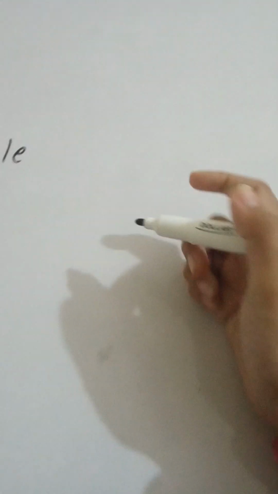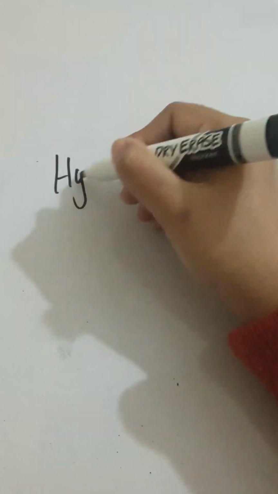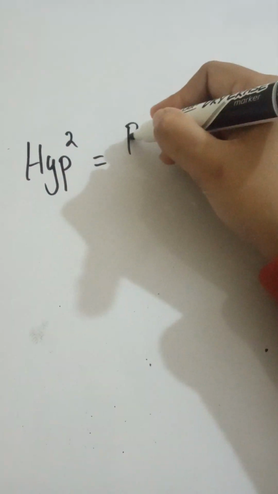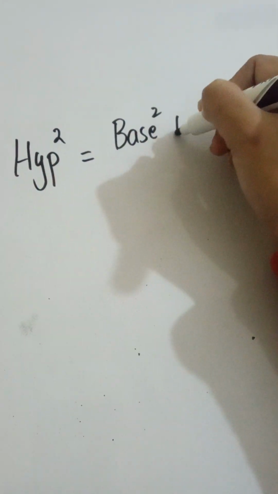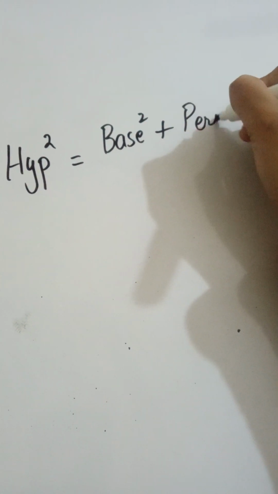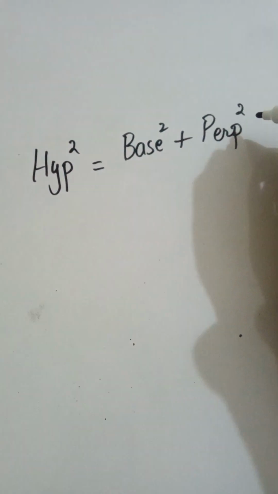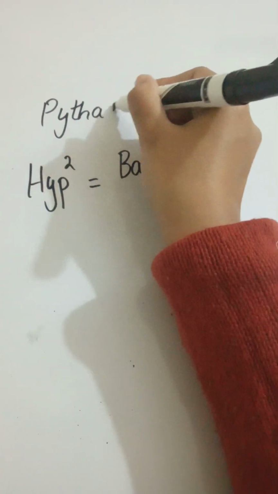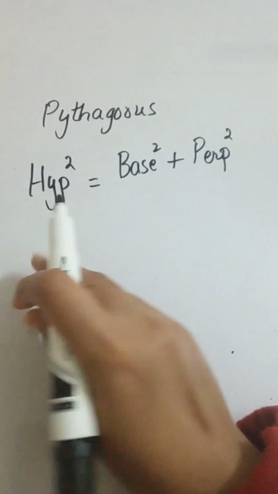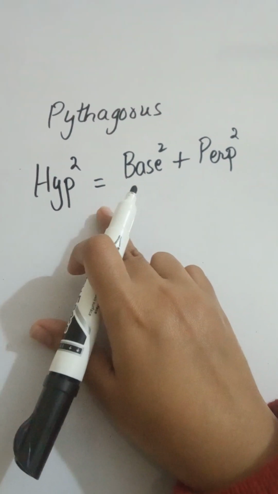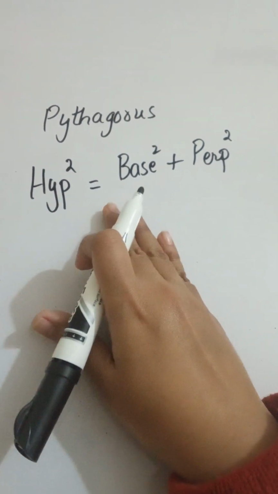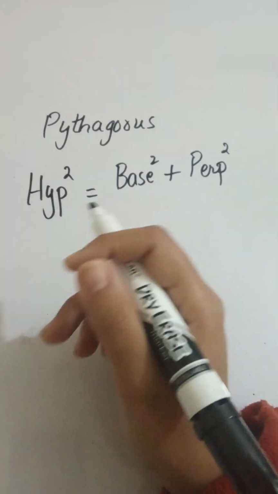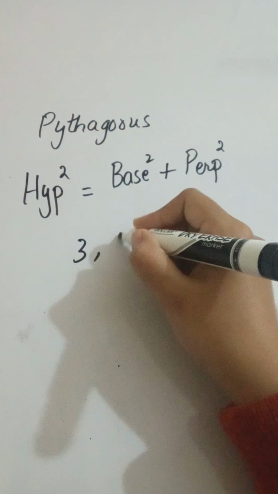What is Pythagoras theorem now? Pythagoras theorem is: hypotenuse square is equal to the sum of the squares of base and perpendicular. In the short form we write like this. This is basically Pythagoras theorem. The square of the hypotenuse is always equal to the sum of the squares of base and perpendicular. Like for example, I have 3, 4 and 9.